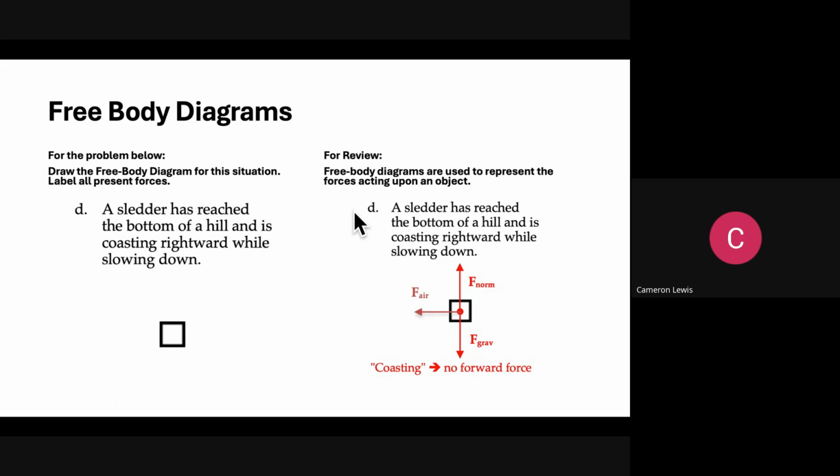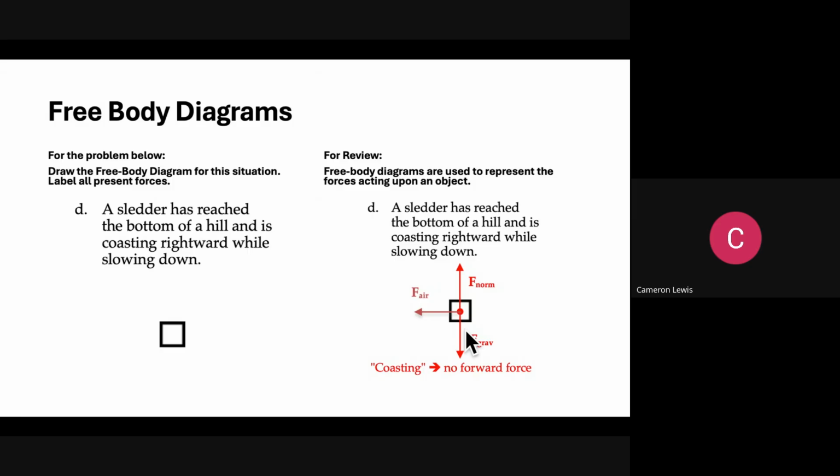So if acceleration is present, let's back it up. If acceleration is present, does that mean my forces are balanced or unbalanced? Say it louder. Unbalanced. Good. And how can we tell our forces are unbalanced? Look at our free body diagram. Now on the left, we see what? Air resistance, right? Now, is there a force on the other side of it? No. So is it balanced or unbalanced? It's unbalanced.